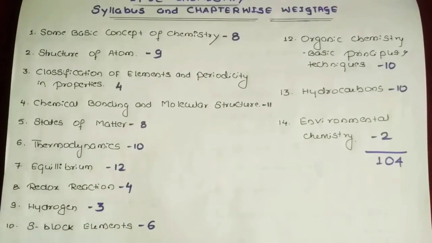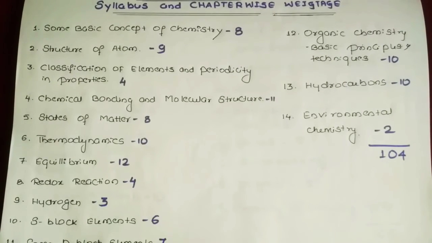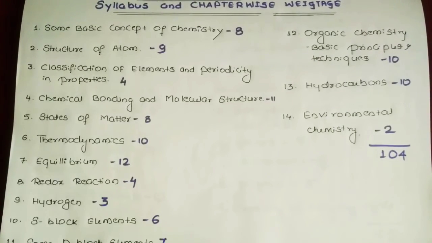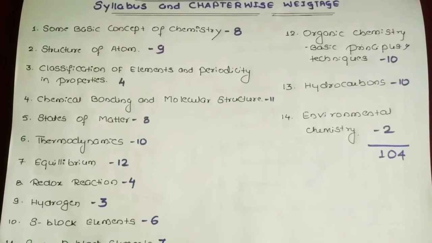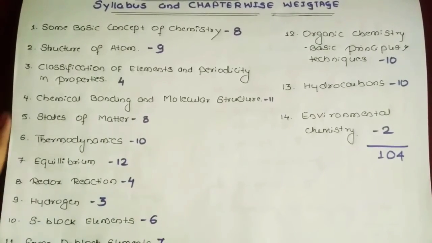So next comes the redox reaction, a very simple topic where we're going to learn what you mean by redox reaction, what you mean by reduction and oxidation, and how we're going to find the oxidation number, and how we're going to balance the redox reaction by different methods. Those are all the concepts we're going to study in redox reactions. The weightage is very low, 4 marks, but it is an important chapter.